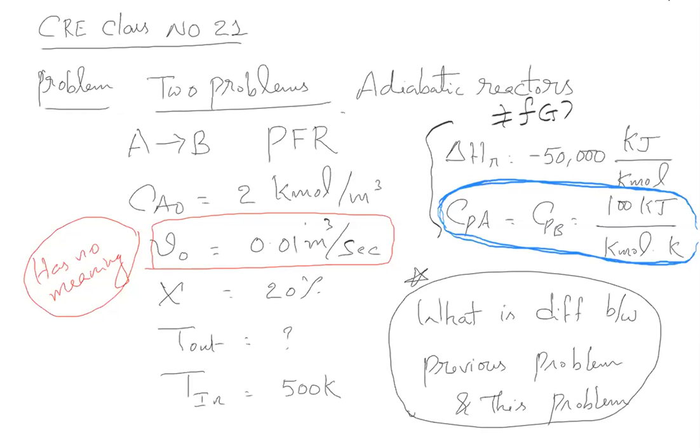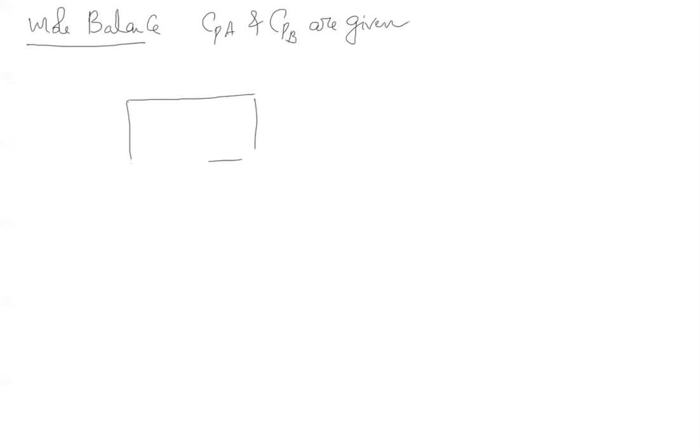So let's start. First you should write the mole balance. I think without mole balance also you will get it, but we should write it because Cp of A and B are given, so we can't write overall. If I take the reactor, what goes in is Fa naught, what comes out is Fa and Fb. What is Fa naught? Ca naught into V naught.